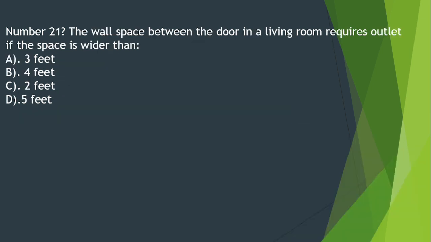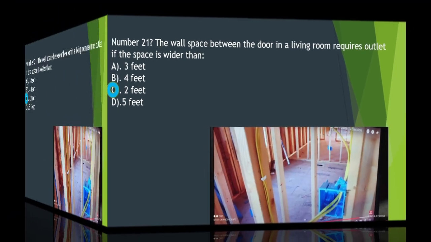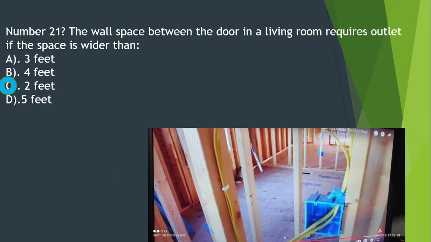Number 21. The wall space between the door in a living room requires an outlet if the space is wider than A. 3 feet, B. 4 feet, C. 2 feet, D. 5 feet. The answer is C. 2 feet.